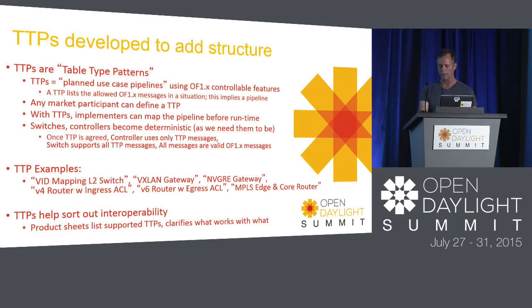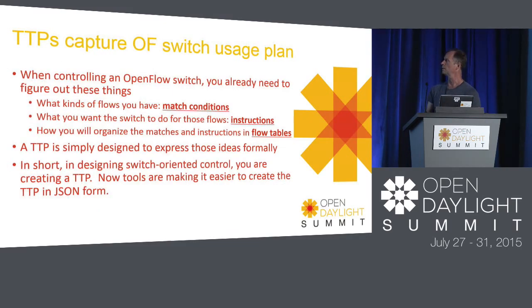And this is a slide I borrowed from a previous presentation, but there are different examples. They're a template for a specific use case. That's what a TTP is. It could be a VID mapping L2 switch or a VXLAN gateway. These would be use cases or device models or device roles that you want. It could be made out of a bunch of different chips, either a Broadcom chip or a Marvell chip or Intel or some other chip. But if they use this same template, they can all support it the same way, and then your applications or your service layer abstractions can all write to control it through the same mechanisms. This is the point of TTPs.